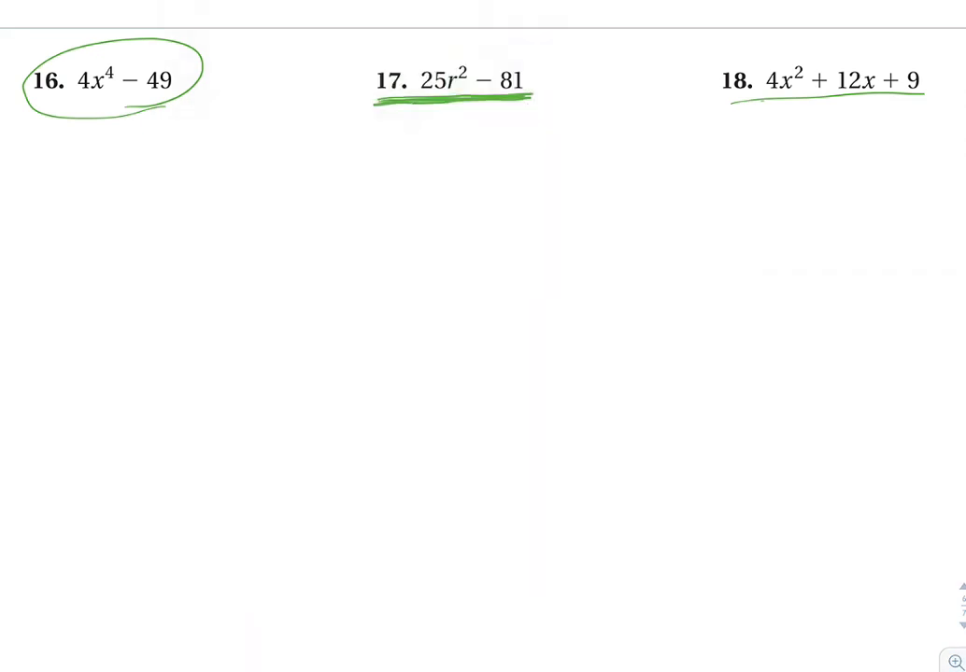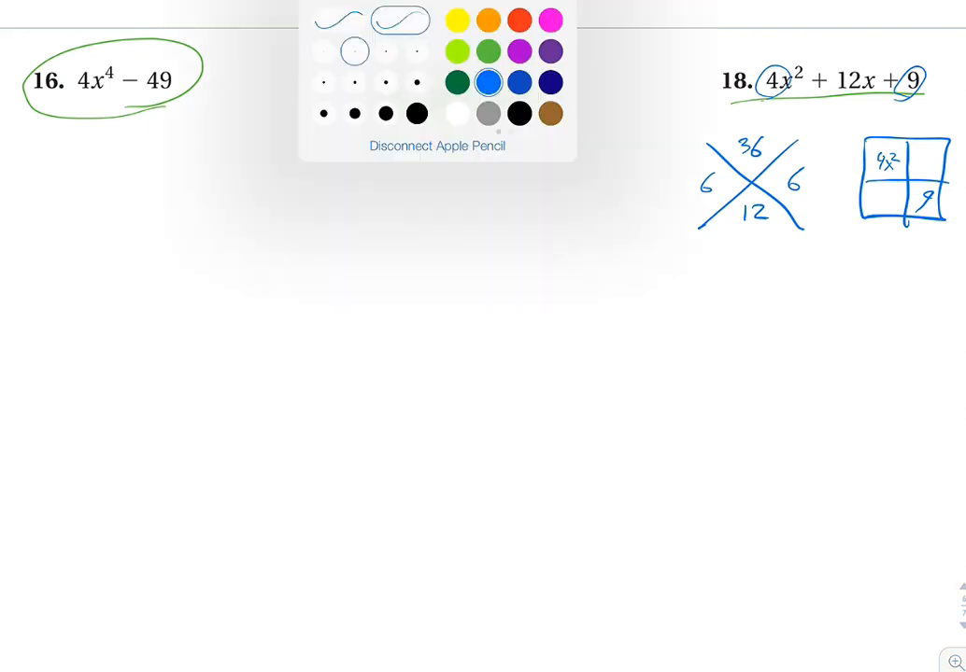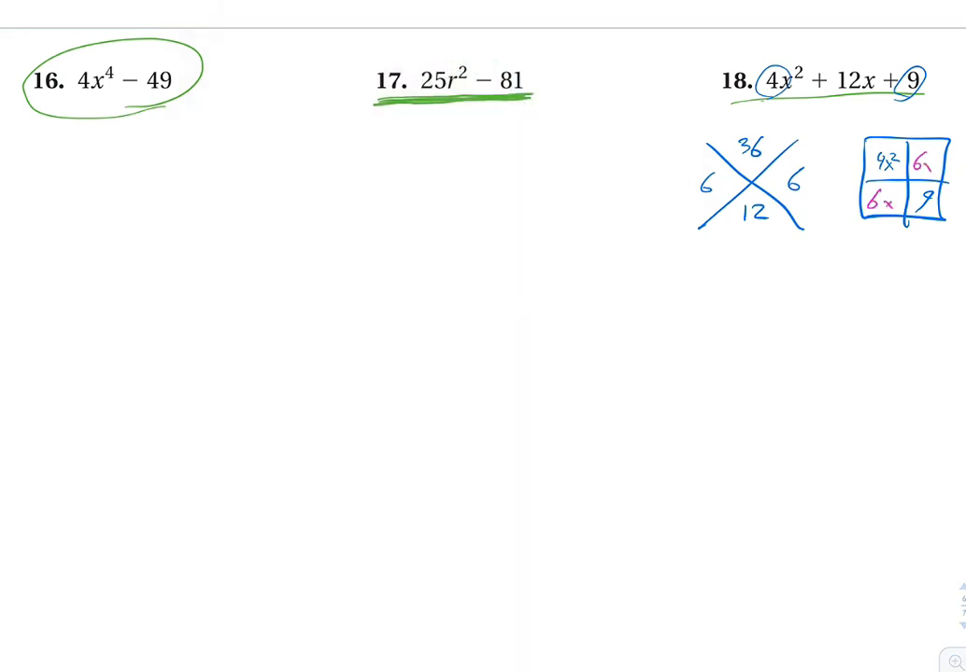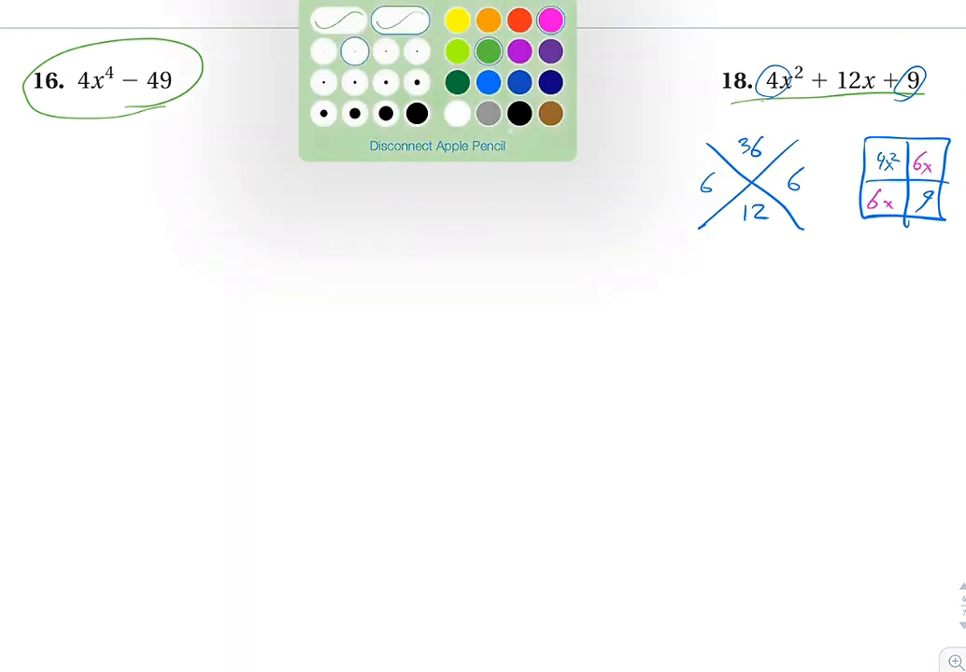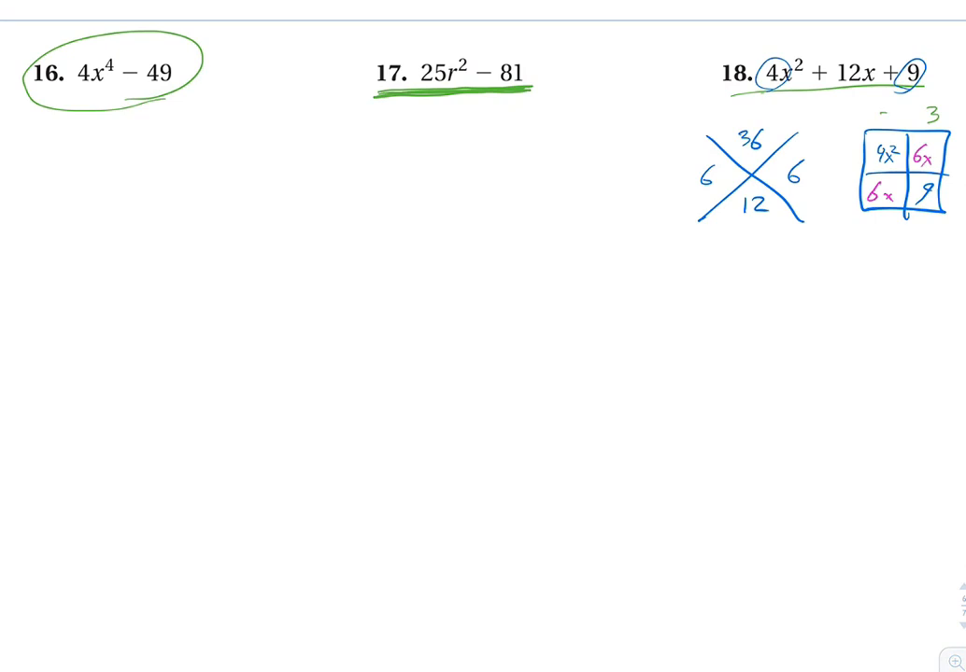So let's set it up. Okay, they have nothing in common. This is made of 2's, this is made of 3's, and there's no variables. So the product is 36, the sum is 12, and first term, last term: 4x squared and positive 9. This is a positive 6 and a positive 6. So I put in a 6x and a 6x. Pulling out what they have in common, I get 3, 2x, 2x, and 3. So our product is 2x plus 3 times 2x plus 3. Since they're the exact same thing multiplied together, you might see it as 2x plus 3 squared.